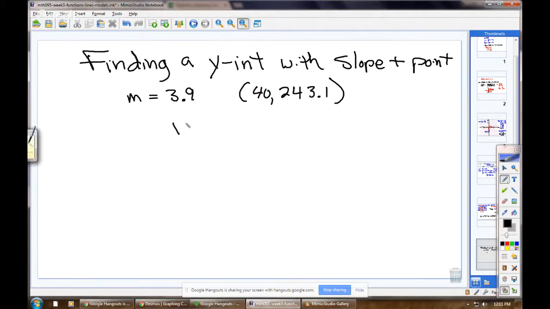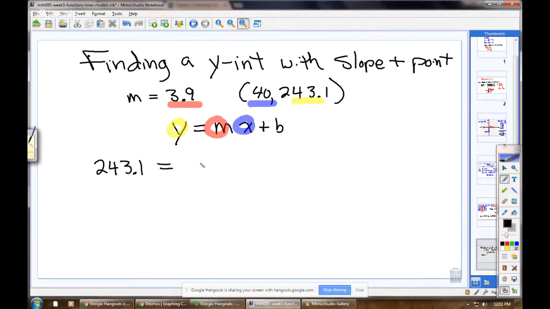The trick is to use this famous equation right here, y equals mx plus b, and to make a note that you know a y value, and you know an x value, and you know the slope. So if you plug in those three numbers, b is the only number missing, and you can solve for it, no problem.